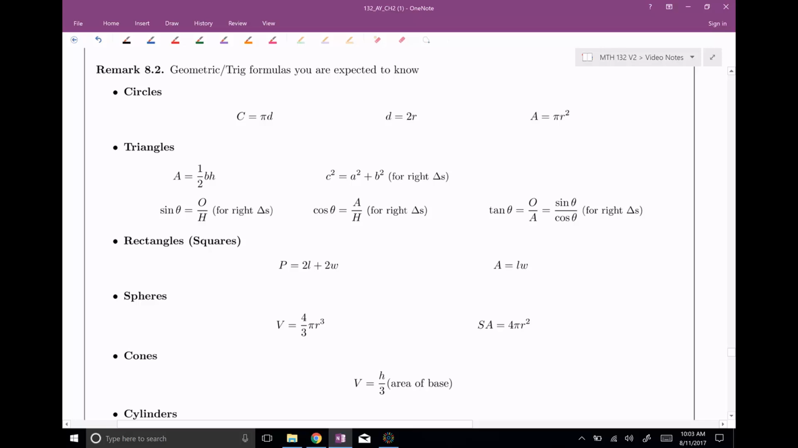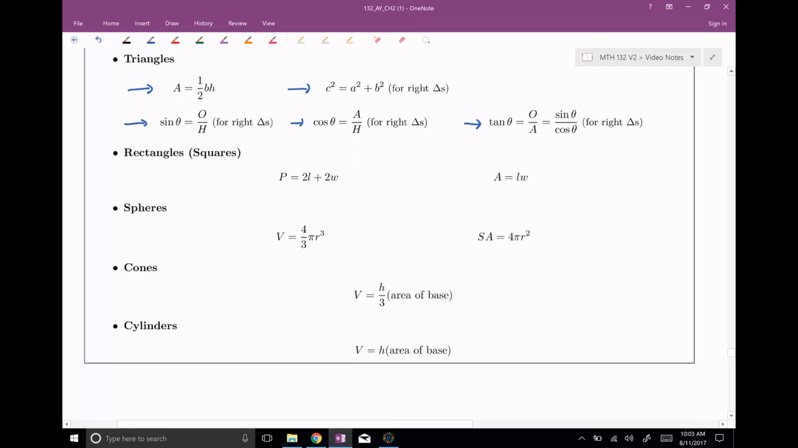So for instance, for circles, you have circumference, right, is pi times the diameter. Diameter is 2 times radius. Area is pi r squared. For triangles, you should know something about the area of a triangle, 1/2 base times height. If you have a right triangle, then you have something like Pythagorean Theorem. Sine is opposite over hypotenuse, cosine, adjacent over hypotenuse, tangent, opposite over adjacent, right? And the list goes on for rectangles, for spheres, for cones, for cylinders, right?